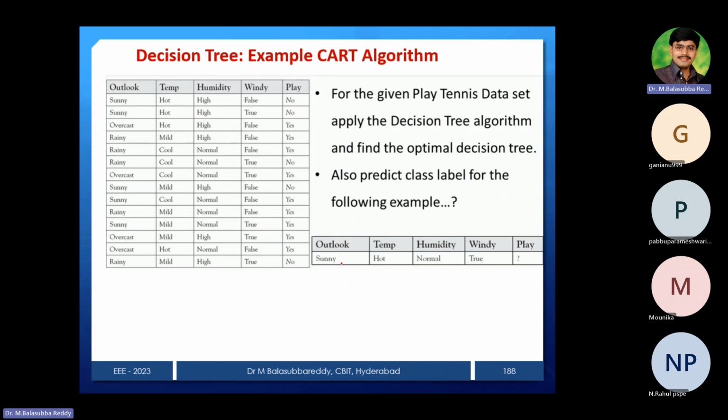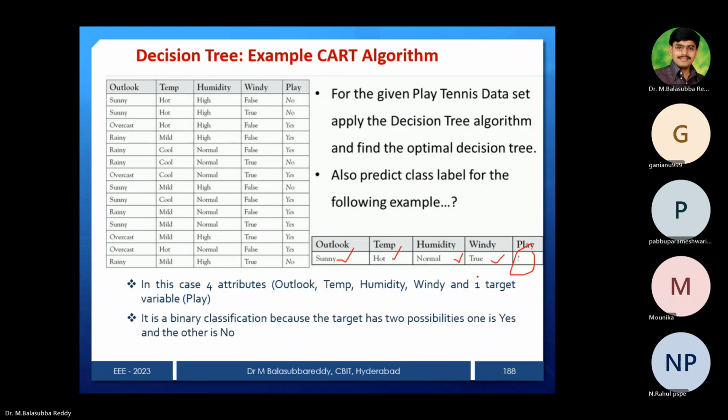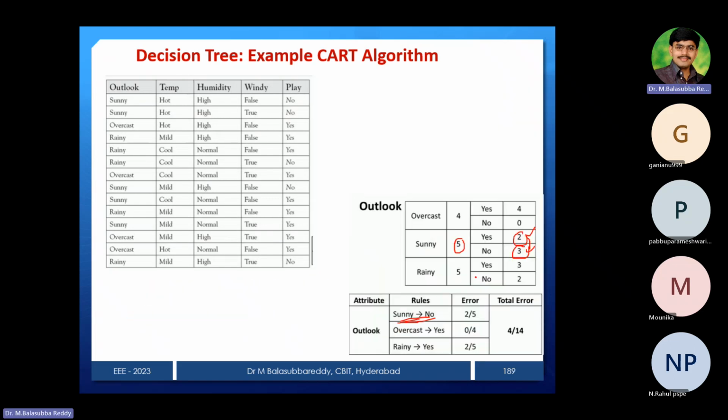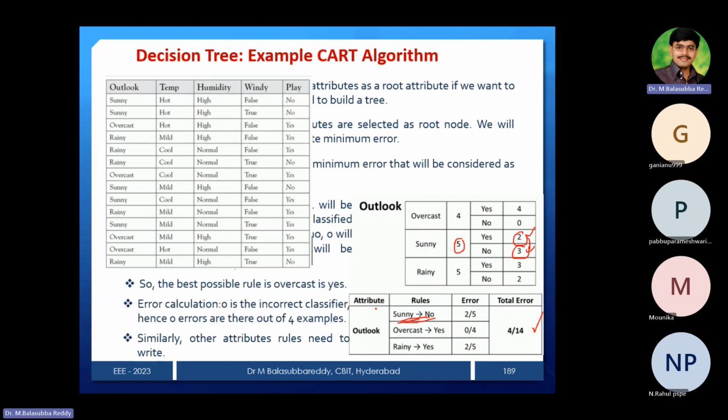Why is this attribute required? You can recall here Sunny is one Outlook, and hot temperature, normal humidity, windy true. Now I want to identify this combination. So now you can see that here in the Outlook attribute sunny is no, overcast is yes, and rainy is yes. Then what is your error? So this thing we have to calculate. And this is the theory part I gave to understand.